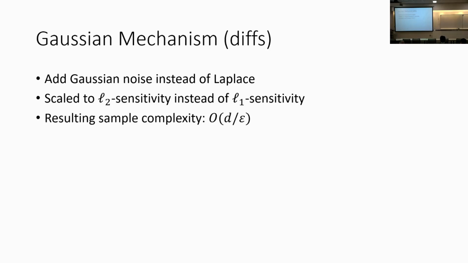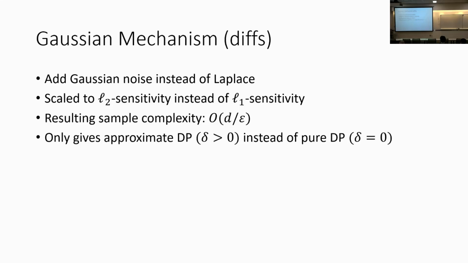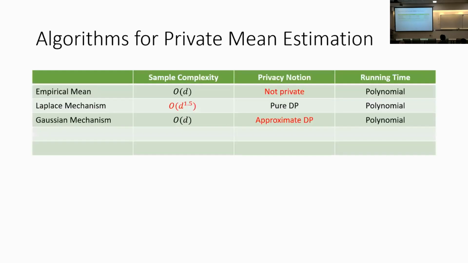The downside, though, is that the Gaussian mechanism has a lighter-tailed distribution. So naturally, this is less private than the Laplace distribution. In particular, it's only going to give approx DP rather than pure DP. So returning to our table again, if you add Gaussian noise instead of Laplace noise, it's great that you save this root D factor. You get the right sample complexity, but you now hit this approx DP weakening of your privacy notion, which is nice, but it's not what we were going for. So somehow we paid something to get this better sample complexity.